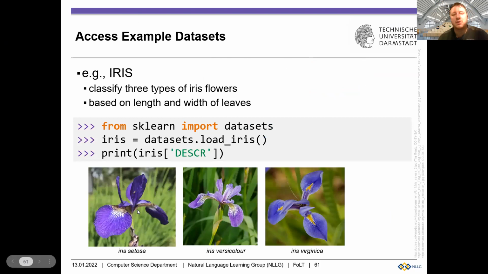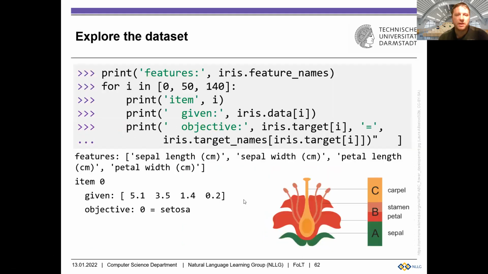So how could we play around with this? There are certain data sets. For example, we have pictures. We want to classify what kind of flowers those pictures are based on the length and the width of the leaves. So we would say from scikit-learn, import datasets, and then get me the iris data set. And then we could print a description. I guess those are certain descriptions. Probably they're not going to look like pictures.